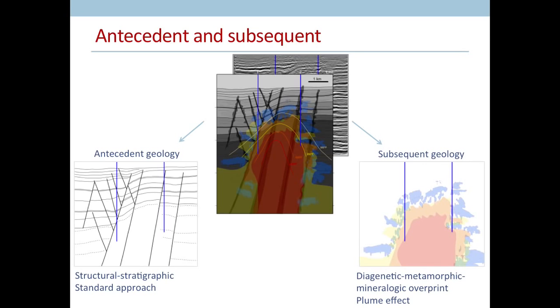Conceptually speaking, this geothermal system can be separated out into two parts: the antecedent geology, which is something we could target using standard seismic interpretation methods. And then there's the subsequent geology, with the hydrothermal metamorphism and diagenesis. A conventional seismic interpretation, picking horizons and faults, would not only be difficult in this area, but it may in fact tell us very little about the system components we're interested in.